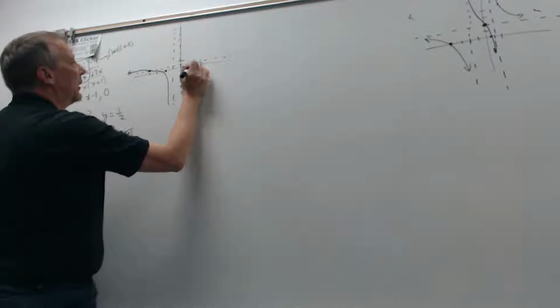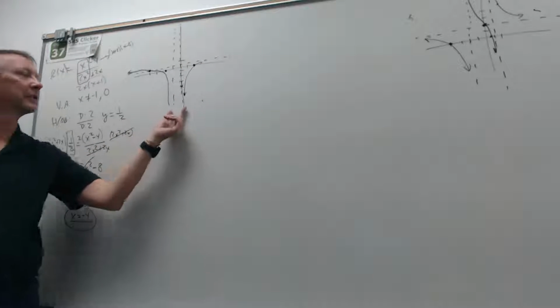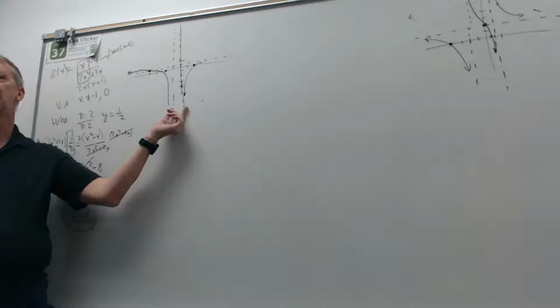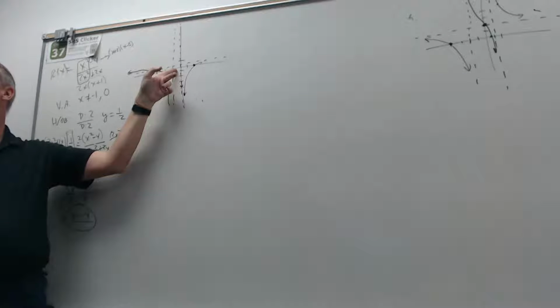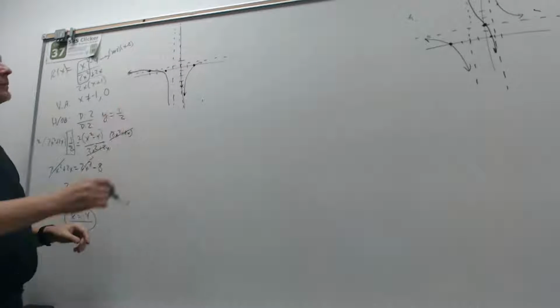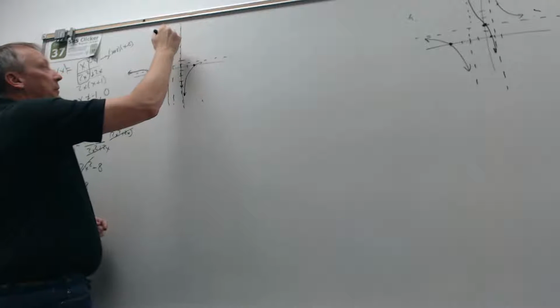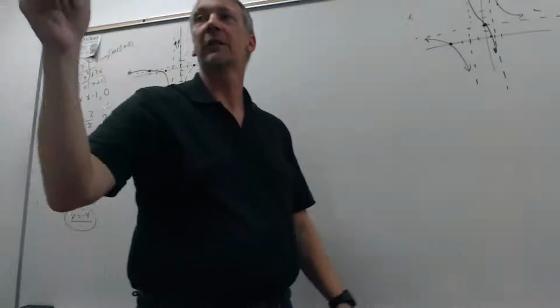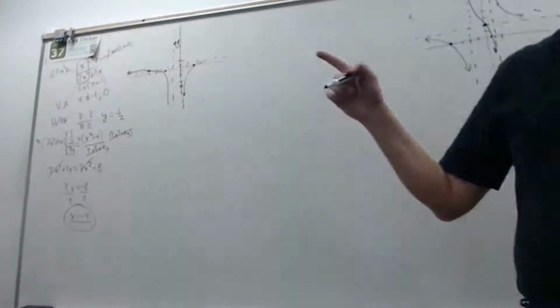Now we need to figure out what happens in this middle section. It doesn't cross here, correct? So it's probably up here. It's probably going to look like this. But just to prove it, what do I need to do? Plug in a point. Yes?